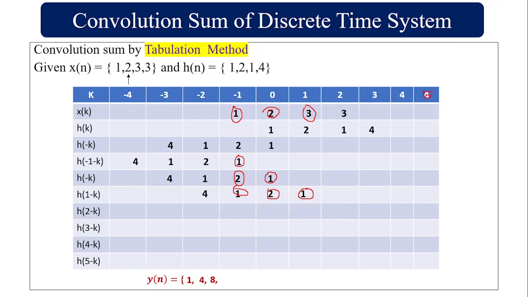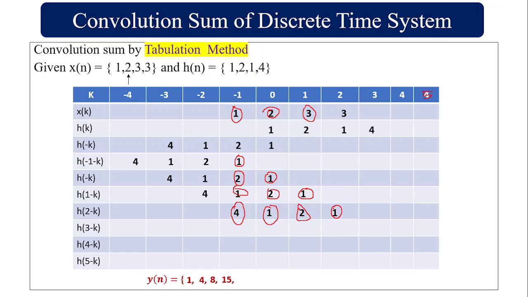So it's totally 8. Then I'll be shifting it for h of 2 minus k and multiply with x of k. So it's going to be 4 into 1 is 4. Then 2 into 1 plus 3 into 2, 6, plus 1 into 3.